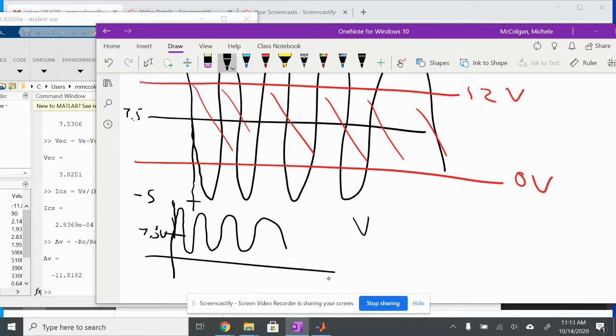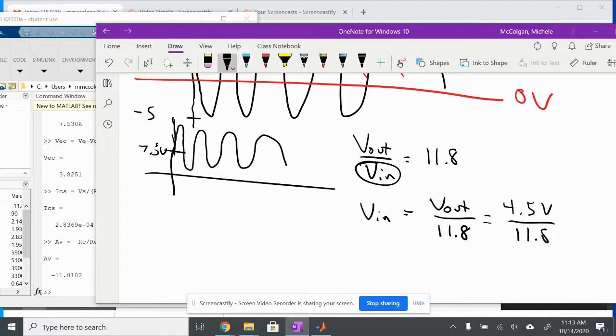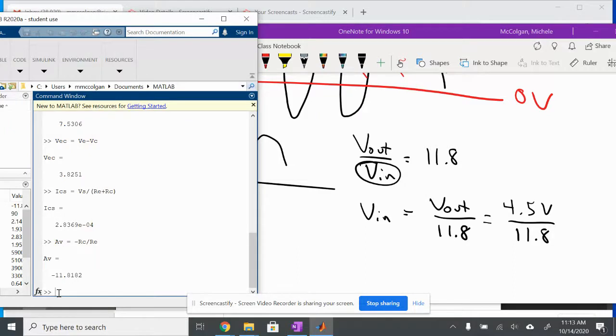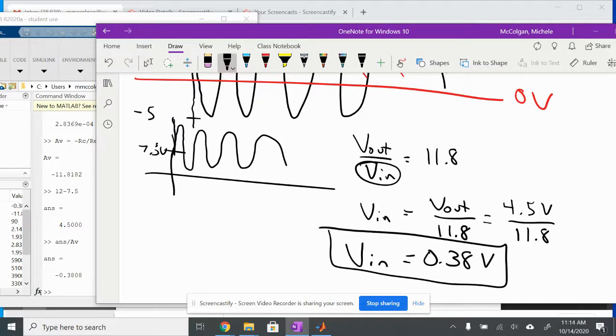So if I can only have a 4.5 volt signal, and my gain is 11.8, then V out over V in is equal to 11.8. I want to find out what V in will give me the V out that fits. So V in is equal to V out divided by 11.8. I've just rewritten this to get V in alone, and that's going to equal 4.5 volts divided by 11.8. Let's make sure, 12 minus 7.5 is 4.5. So 4.5 divided by AV. So the maximum V in is 0.38 volts. So if I don't want my output signal clipped, then the biggest signal I can have is 0.38 volts.